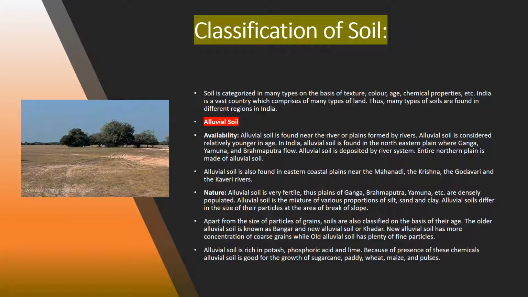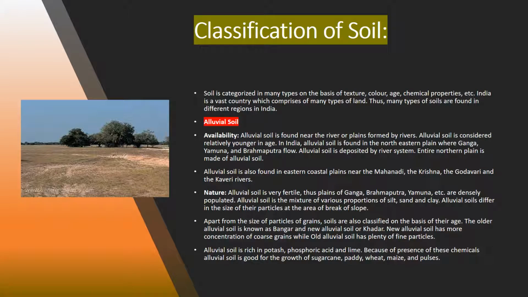are densely populated. Alluvial soil is a mixture of various proportions of silt, sand and clay. Alluvial soils differ in the size of the particles at the area of break of slope. Apart from the size of particles of grains, soils are also classified on the basis of their age. The old alluvial soil is known as Bangar and the new alluvial soil as Khadar. New alluvial soil has more concentration of coarse grains, while old alluvial soil has plenty of fine particles.